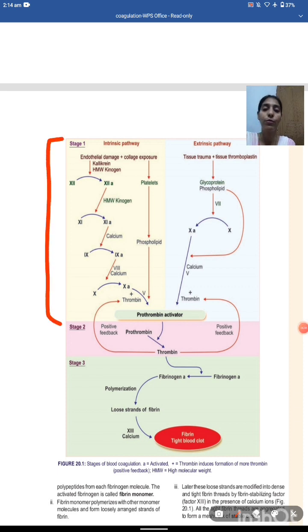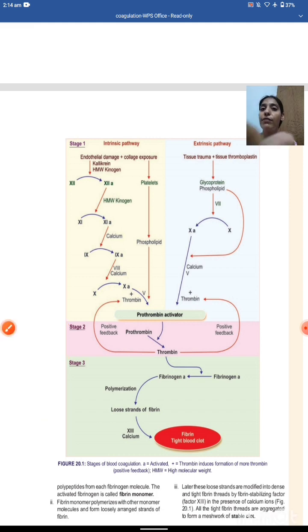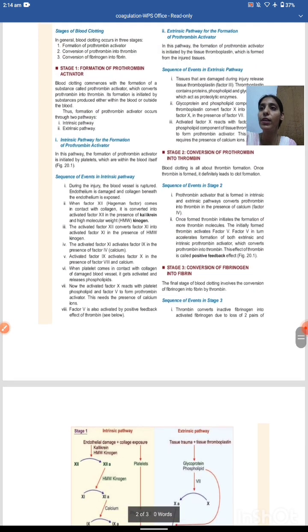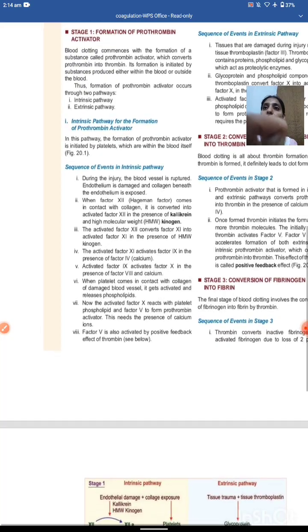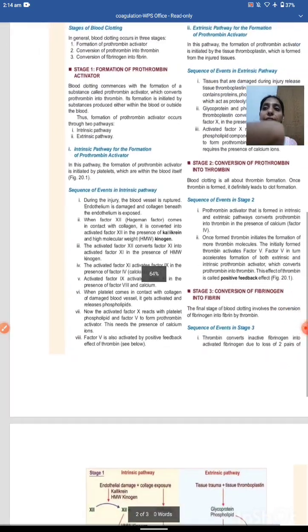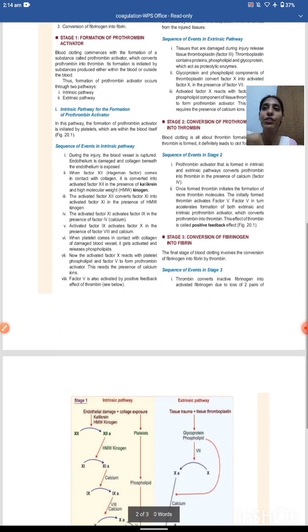First stage, prothrombin activator formation. Second step, thrombin conversion, and third step is the conversion of fibrinogen to fibrin, right? So we have to discuss all these factors individually. So let's move to the first pathway for the formation of prothrombin activator, which is known as the intrinsic pathway.